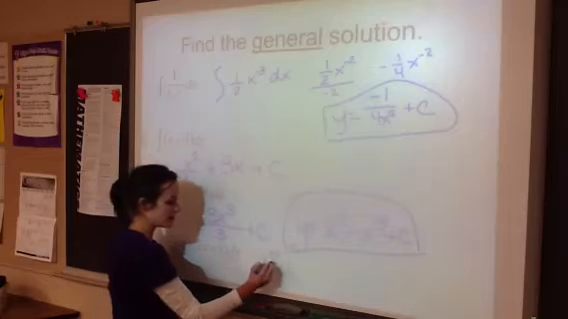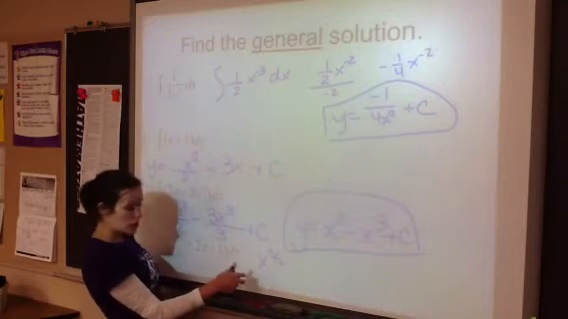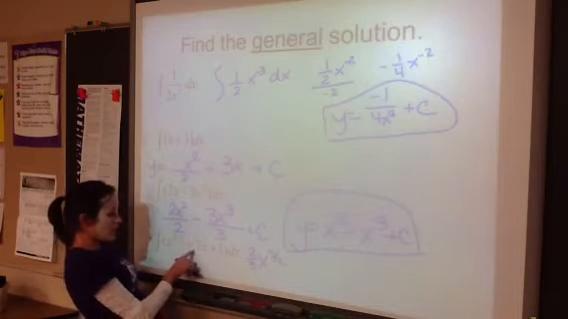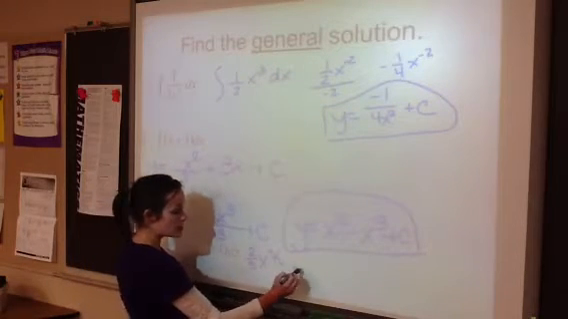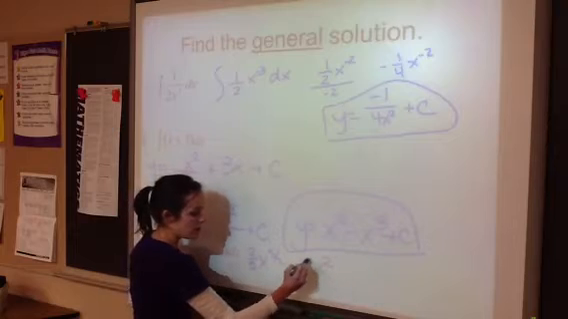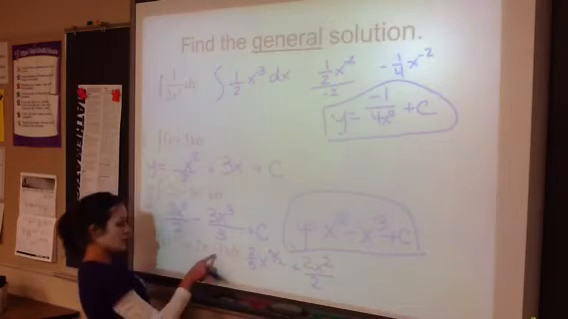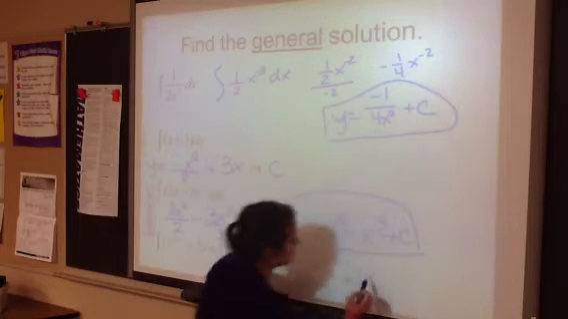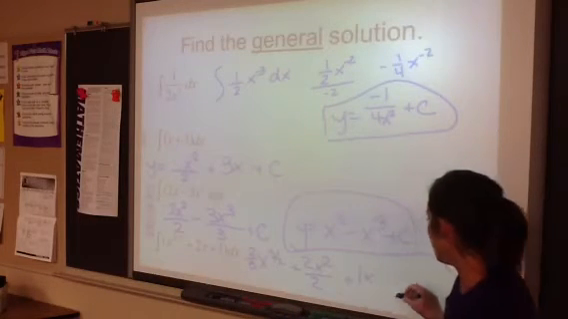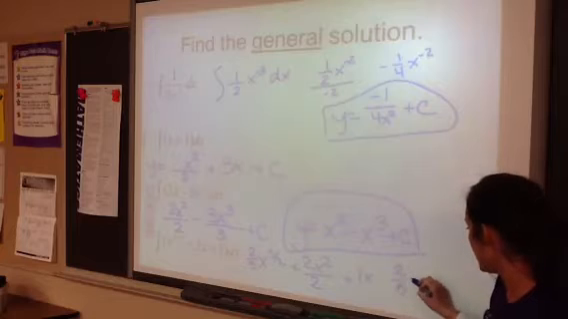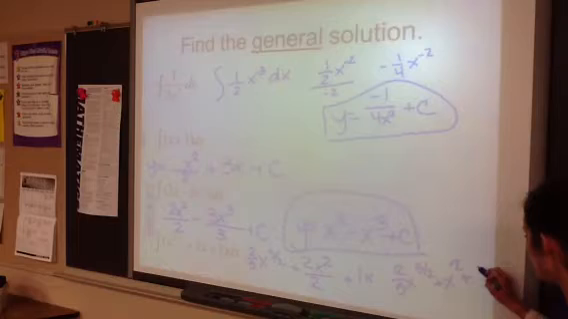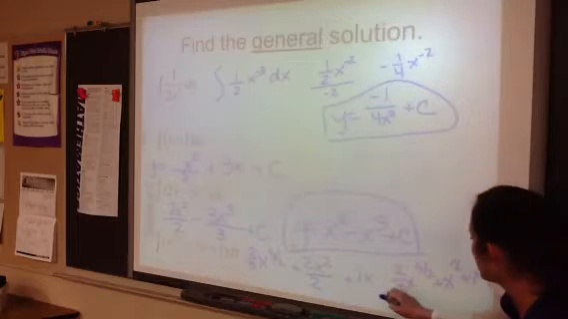x to the 5/2. I'm not going to divide by the fraction. I'm going to multiply by its reciprocal and get 2/5. Here we got plus 2x, so we get x squared, and we divide by 2, plus 1, add 1, so you get x. We can simplify and get 2/5 x to the 5/2 plus x squared plus x plus c.